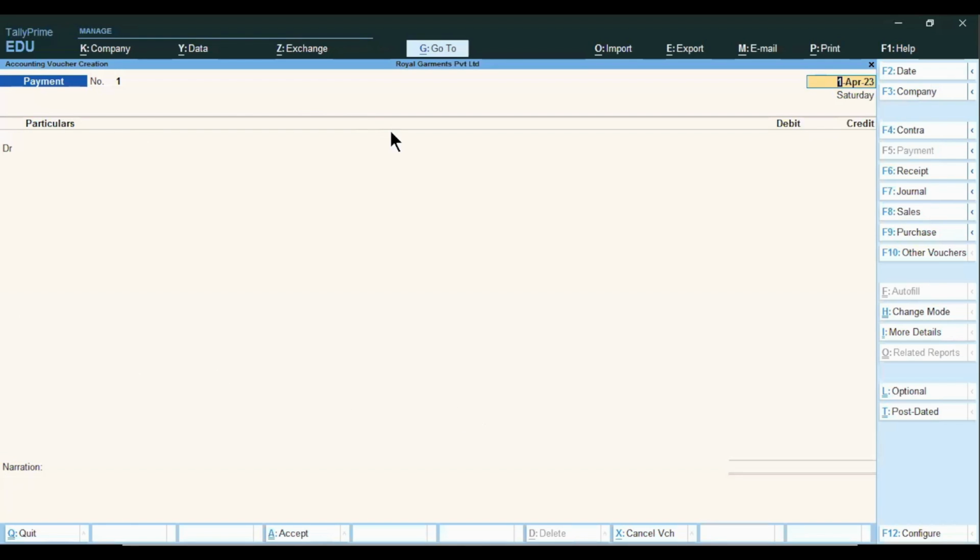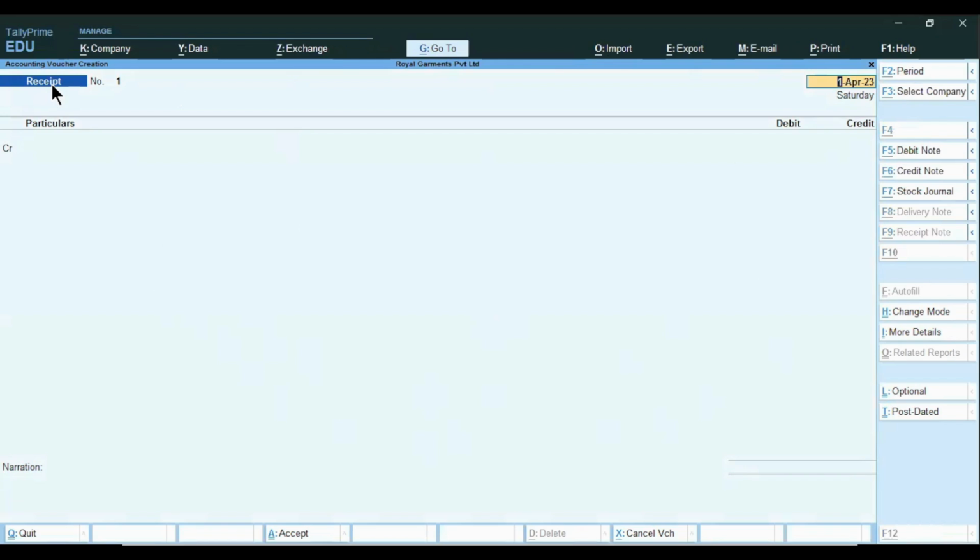At present, we are in voucher creation. Just change to receipt voucher F6, or you can press F6 from your keyboard. See, every voucher has its own color. So this is the color of receipt voucher, and on the left hand top corner we have the receipt word. It means this is the receipt voucher.